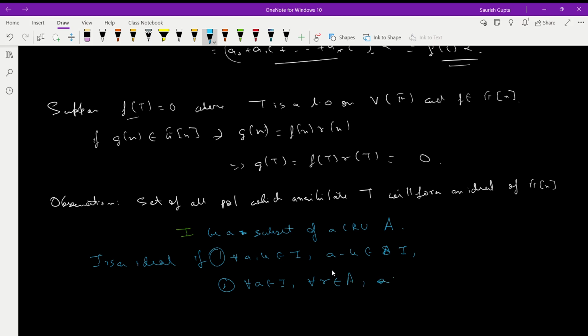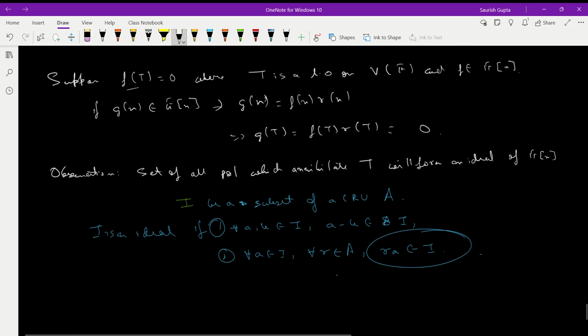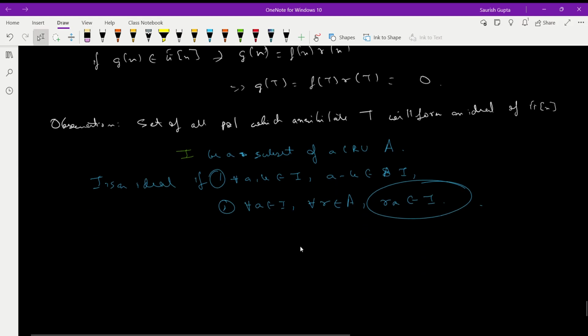if for all a, b in I, a minus b is again in I. So this is number 1. Number 2 is for all a in I and for all elements r from A, ra is inside I, right? ra is inside I. Okay.